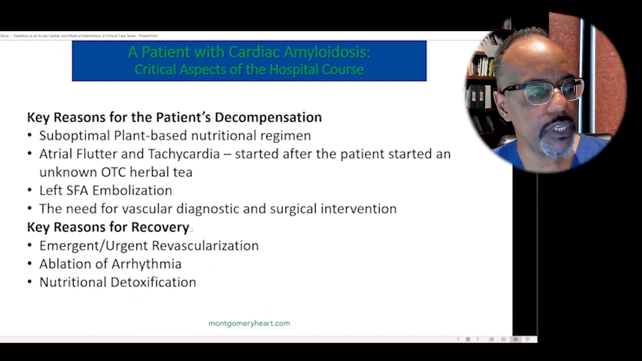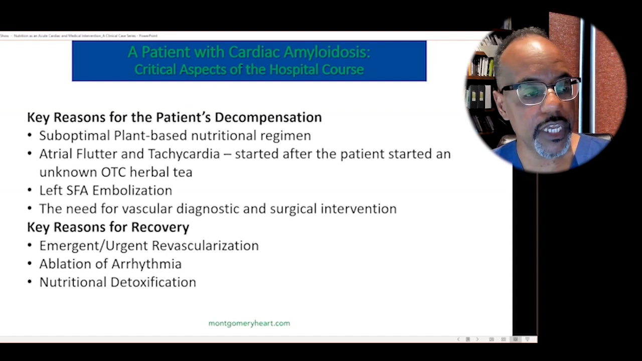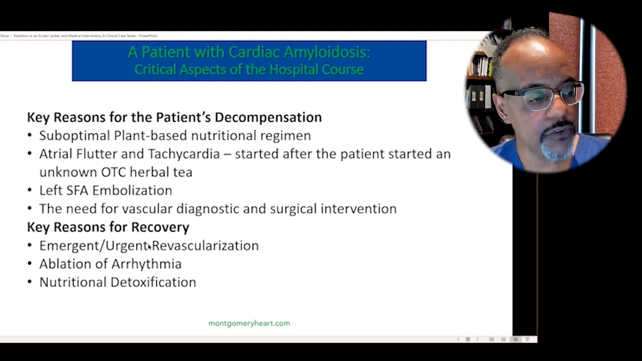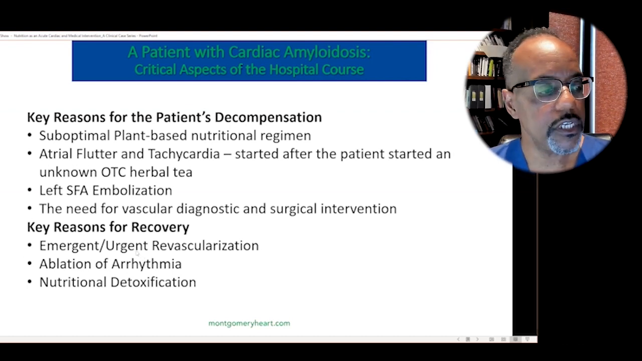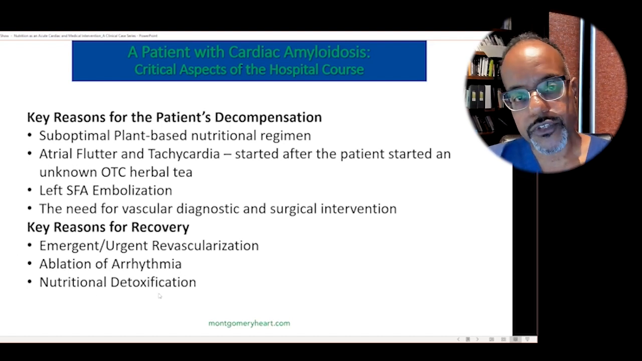Key reasons for recovery? Well, we got to him urgently. So the surgery and revascularization was important because that took away the ischemia in his leg, which was triggering more oxidative stress, more inflammation. But also we ablated the arrhythmia, which compromises cardiac function. But also key to this was his nutritional detox. We put him on raw fruits and vegetables.